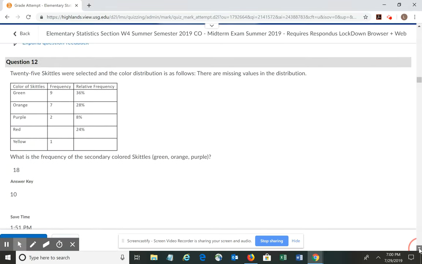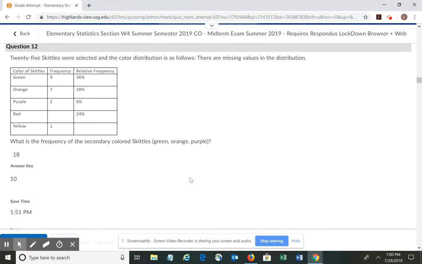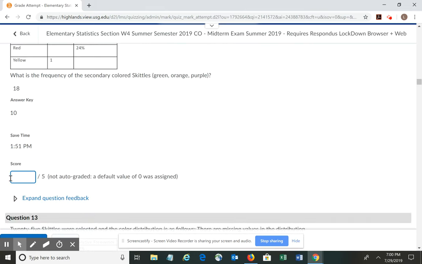Then I'm going to move on to question 12. It says, what is the frequency of the secondary colored Skittles, which are green, orange, and purple, which means she should have added together green, orange, and purple. Okay, and it actually is 18. The answer key is wrong, so she did get it right. Okay, so I'm going to click in the score box and put 5.